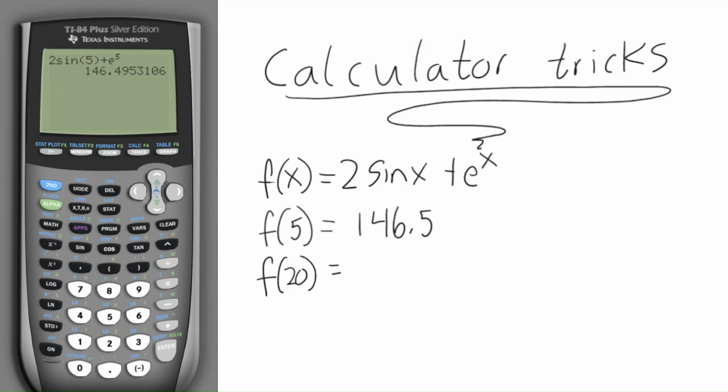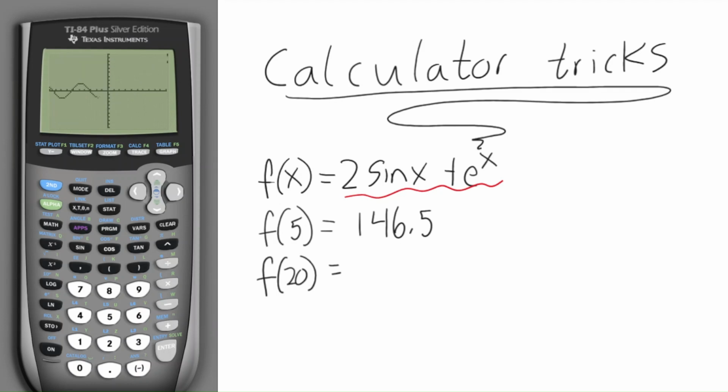So I don't like doing this because if you have to do multiple values for that function, you're going to have to repeat a lot of work. So what I'm actually going to do is use the graph. I'm going to go to the y equals here and plug in my 2 sine of x plus e to the x. The nice thing about doing it this way is I only have to do it one time. I'm never going to have to type that again. So I hit my graph.